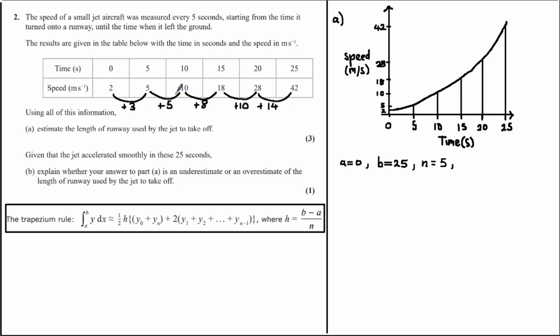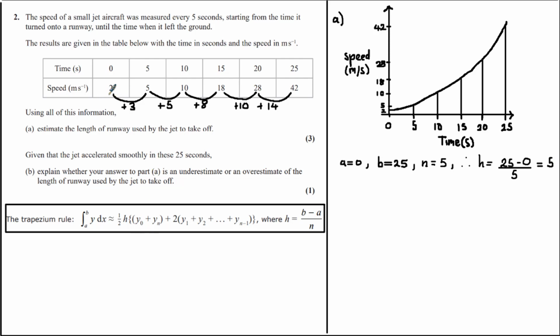Be careful not to make the mistake of just counting the number of values there are, which is a mistake that a lot of students make. If you do want to count the number of values, then make sure you subtract it by 1, okay? Otherwise, if you have a sketch of the graph, just count the number of trapeziums you have, okay? So subbing these values into this formula, we get that h is equal to (25 minus 0) over 5, which is equal to 5.